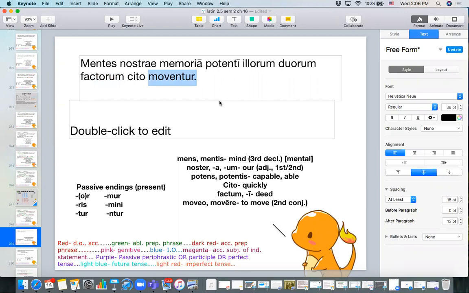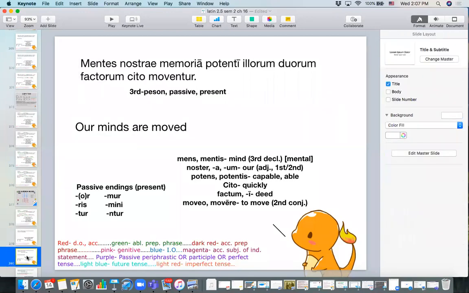Okay, so this is the thing I actually need to look at right now. So it's our minds not actively move. That's what it would be if it was movent. It would just be our minds move, but it's our new passive ending. So it's not that our minds are actively moving, but that our minds are moved.